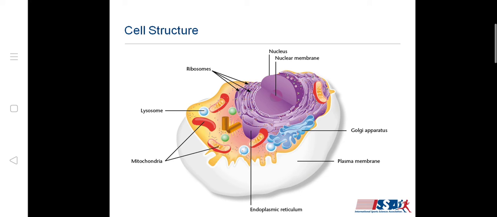Cells form the fundamental units of life and contain several components. In this diagram, you can see several of the organelles and structures that make up a cell. These include the plasma membrane, the nucleus, the endoplasmic reticulum, the Golgi apparatus, lysosomes, and mitochondria. Mitochondria are also known as the powerhouse of the cell and are responsible for providing energy for muscle contractions.